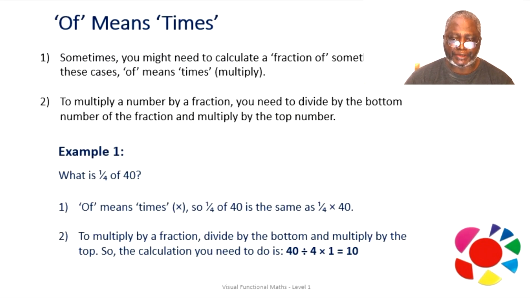Sometimes you might need to calculate a fraction of something. In these cases, "of" means times or to multiply. Now you begin to apply your BIDMAS. To multiply a number by a fraction, you need to divide by the bottom number of the fraction and multiply by the top. You write it out. What is 1/4 of 40? You simply say 40 divided by 4 times 1, and that is equal to 10.